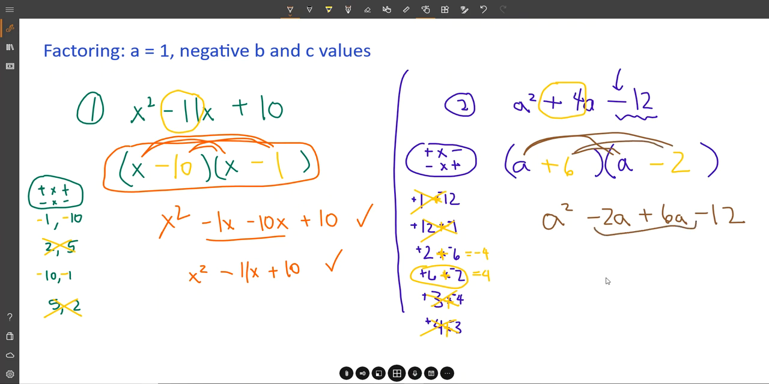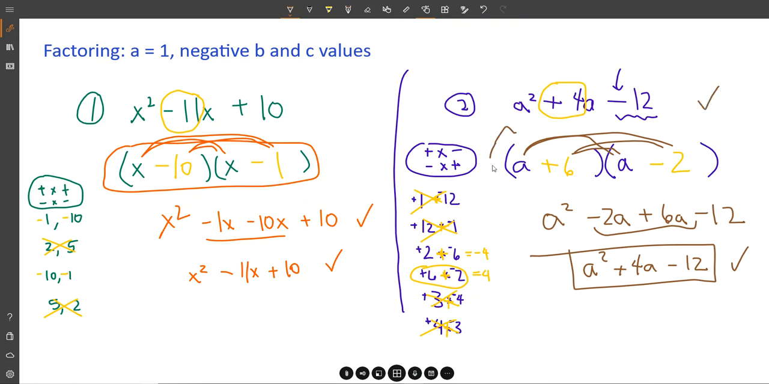Let's combine these middle terms. Negative 2A plus 6A. That's a positive 4A. Minus 12. So, woohoo, I shouldn't have really boxed that because that's not my final answer, but it does match, yay. So this right here is my final factored form. Two binomials that when I multiply them together, I get back the original trinomial. So we did it. Alright, so that's it for when A equals 1.